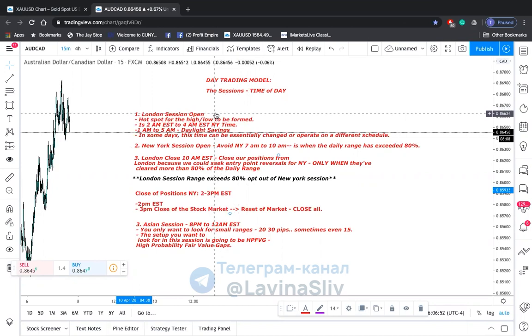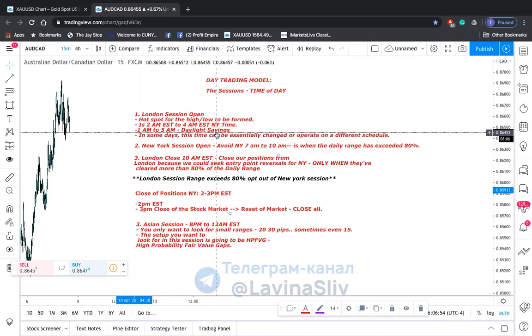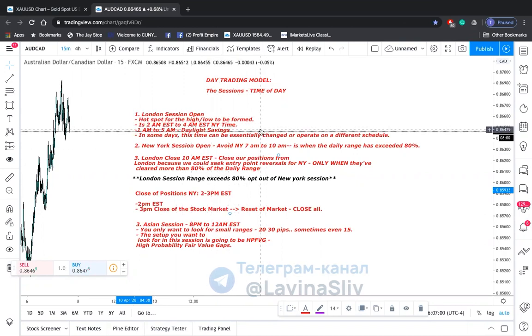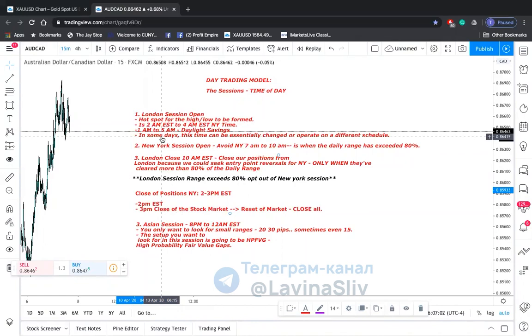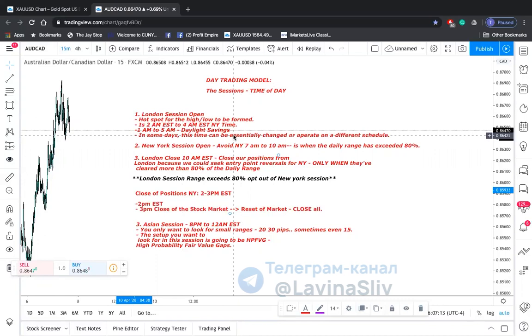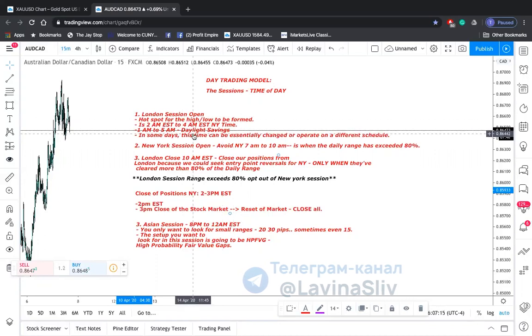So the first one I'm going to go over today is the London Session Open. The London Session Open is going to be a hot spot for the high and low of the day to be formed, right? From 2 a.m. to 4 a.m. Eastern time. This is when the kill zone for the London Open is going to be running. When you're trading this London session, you want to be trading it from 2 a.m. Eastern to 4 a.m. Eastern.